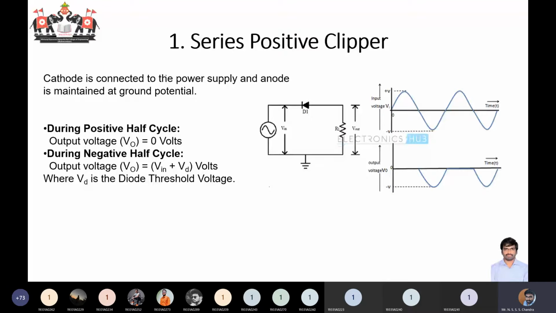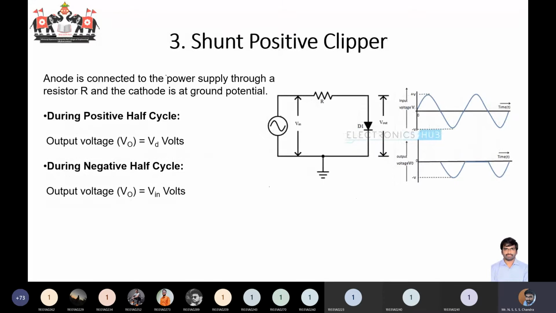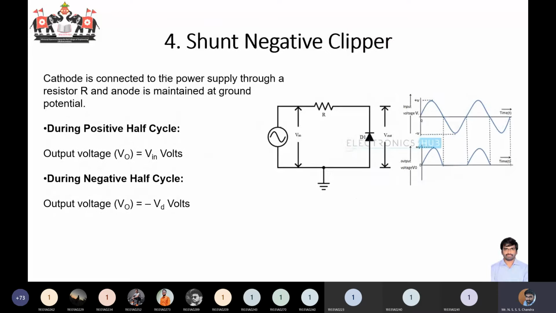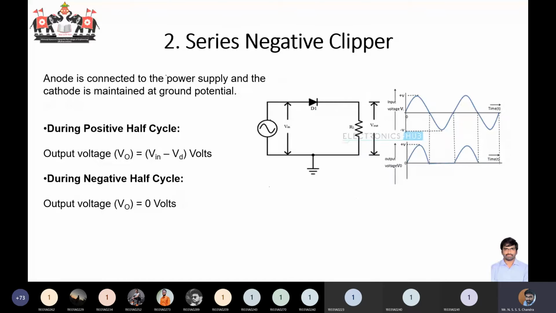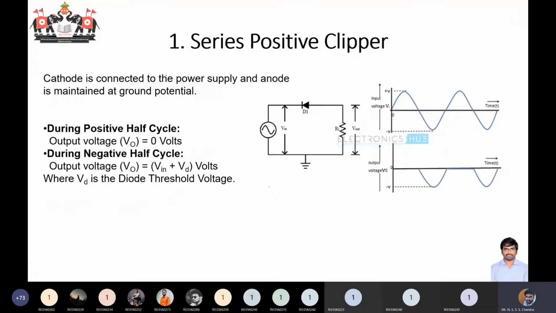Yes, sir. Okay. Last class we saw the series positive clipper, the series negative clipper, the shunt positive clipper and the shunt negative clipper. Here I may need to explain these KVLs, how you are getting these outputs. I'll explain that and then move to the remaining clippers.